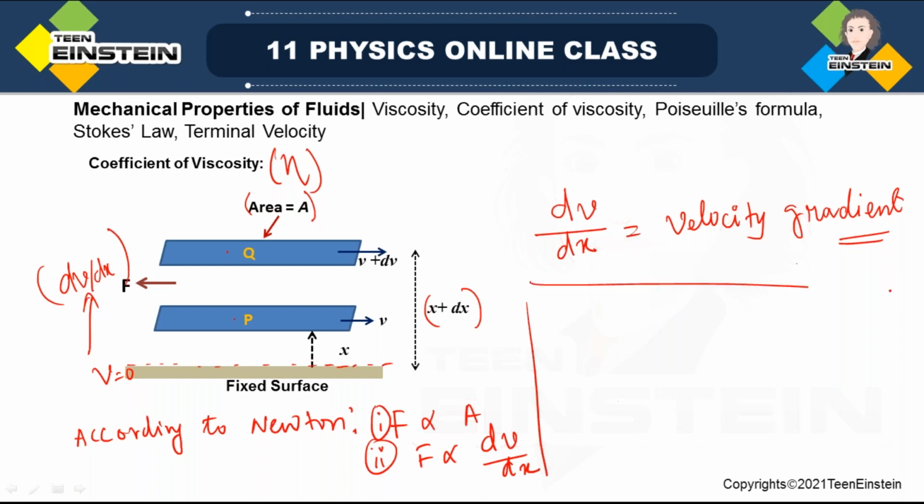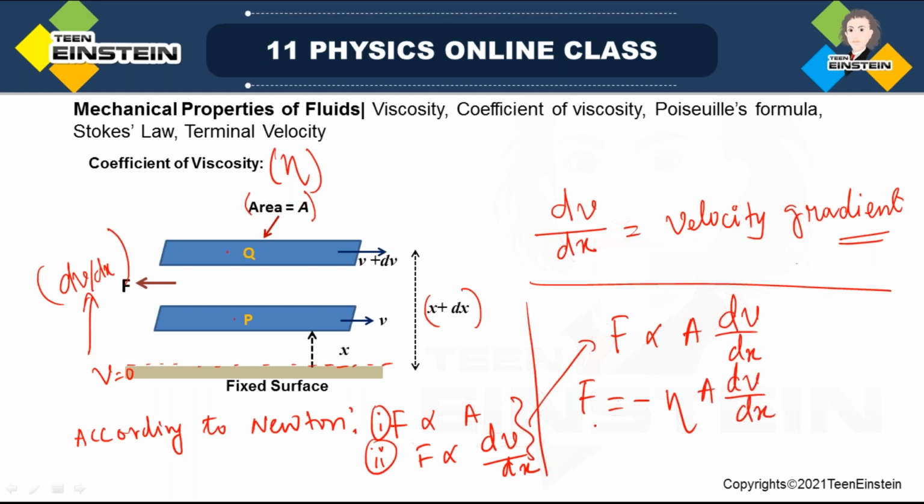Okay, so look, if we combine these two, what you get is F is directly proportional to A into dv/dx. And if we bring in a proportionality constant, then we should write this as eta A dv/dx. So this is actually the viscous force according to Newton. And see here, this proportionality constant is called the coefficient of viscosity.